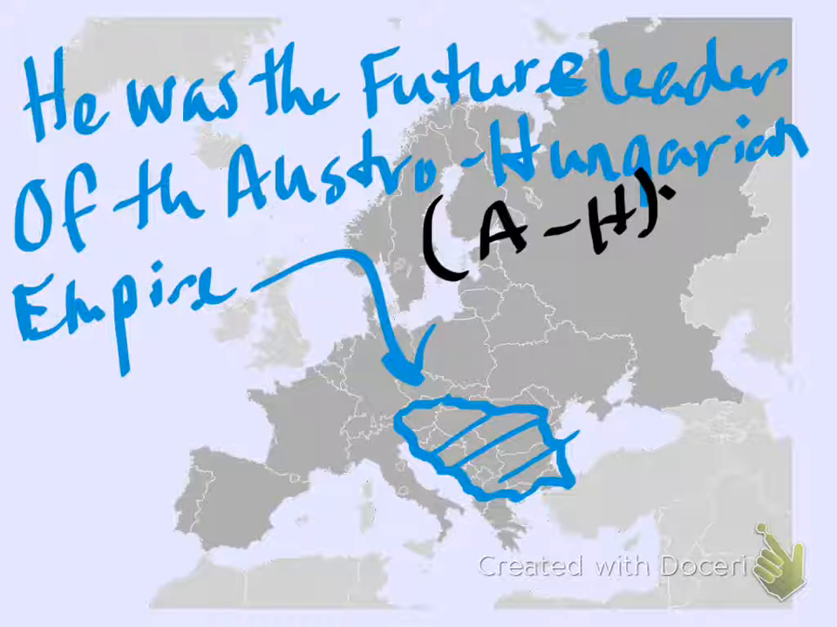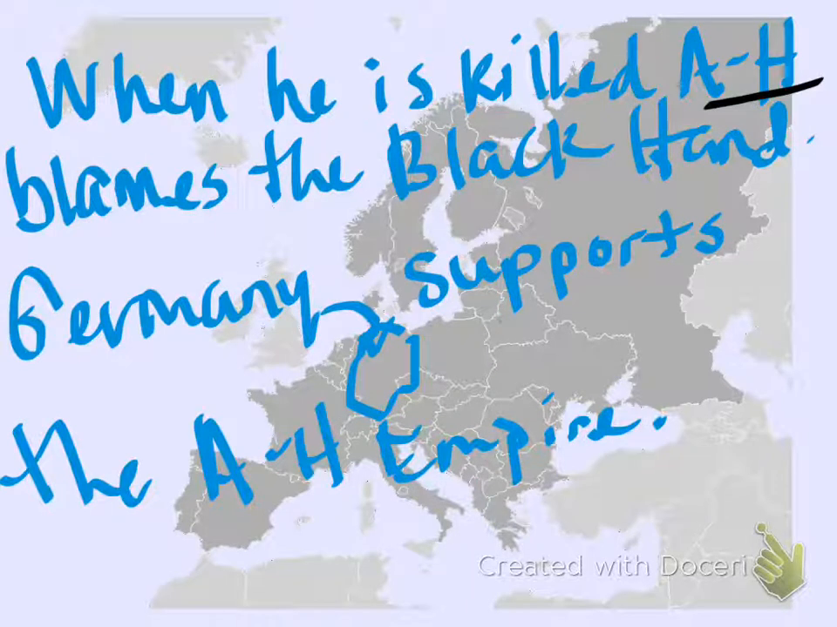You'll often see me and a lot of other teachers, if you take any of this in college, hyphenate Austro-Hungarian, just A-H. Now, when he is killed, Austria-Hungary blames the Black Hand, and Germany supports the Austro-Hungarian Empire. Now, blaming the Black Hand is like blaming any obscure group for something terrible happening.